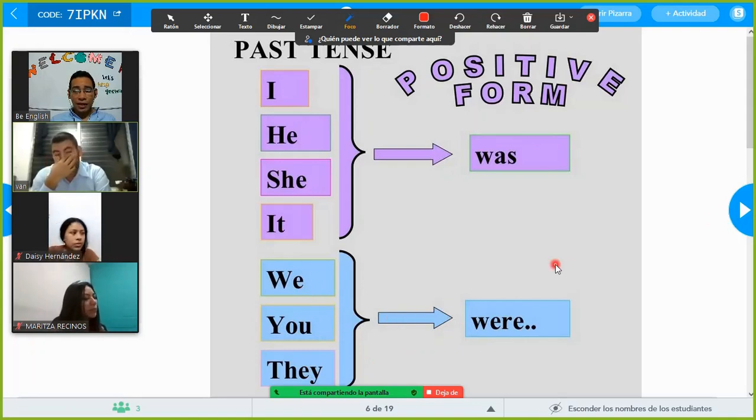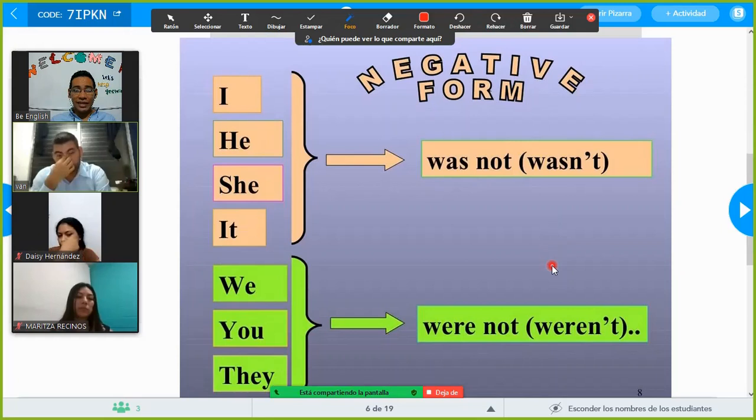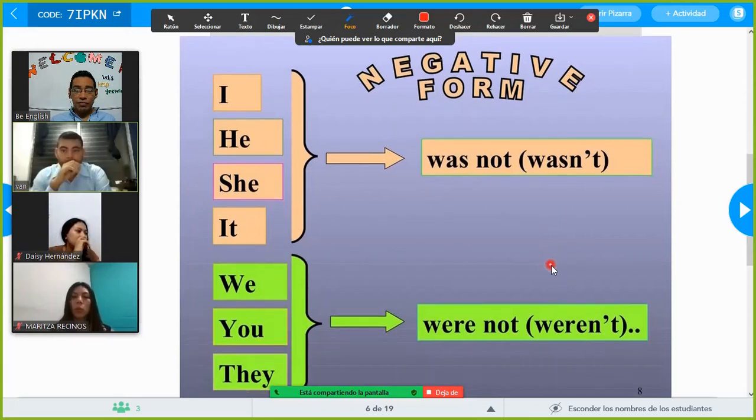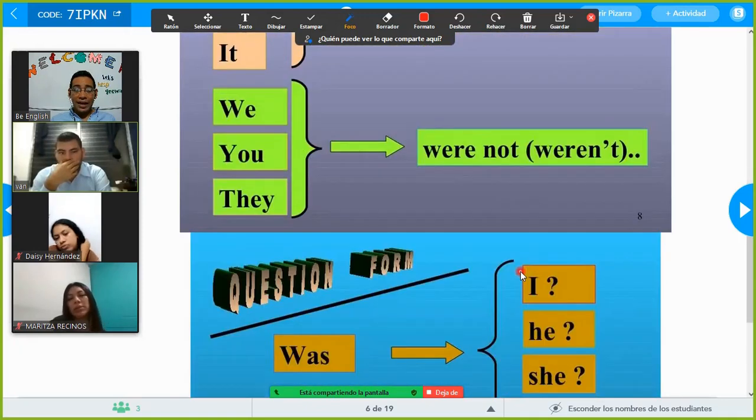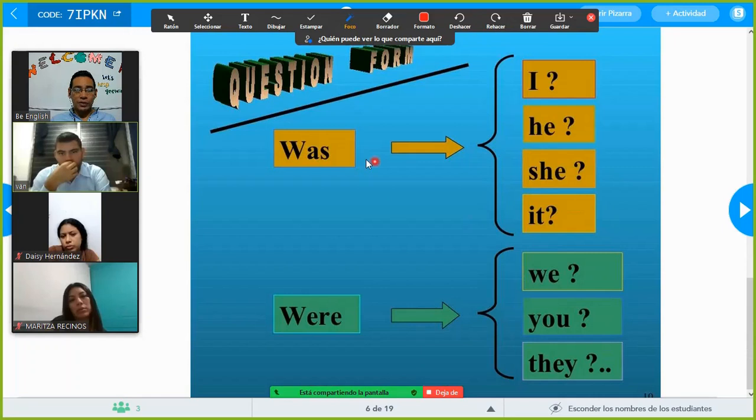Keep that in mind. The next expression here is the negative form, right? And in the negative form, we say, I was not, or I wasn't, he was not, or he wasn't, she was not, or she wasn't, it was not, or it wasn't. And the same goes for we weren't, you weren't, and they weren't. That's the negative form. And the question form is here, right? So we say, was I, was he, was she, was it, were we, were you, and were they, right? That's basically what we have to keep in mind when it comes to this topic, right?